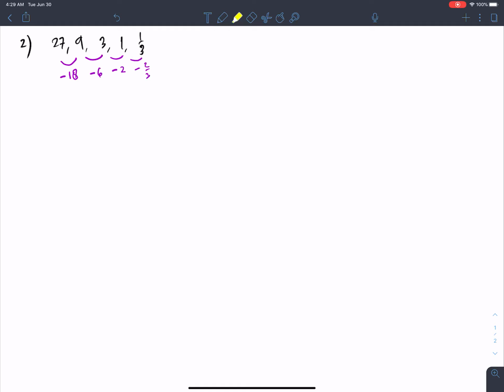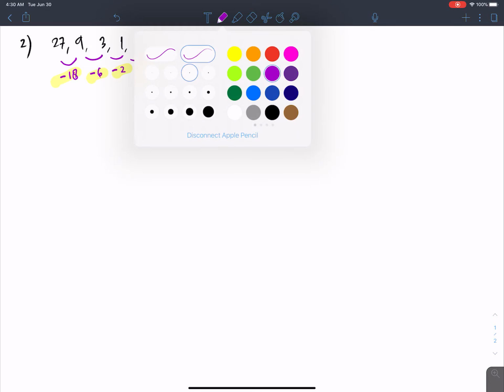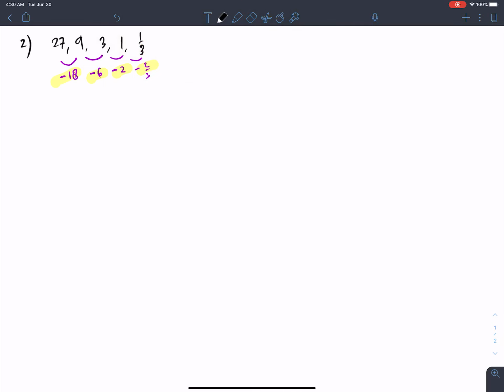So definitely this is not a fixed difference. There is no way for this one to be an arithmetic sequence. So what we need to check is whether they have a fixed ratio. So 9 over 27, or 3 over 9, or 1 over 3, or 1 over 3 over 1. Definitely here we can see that the ratio is 1 over 3.